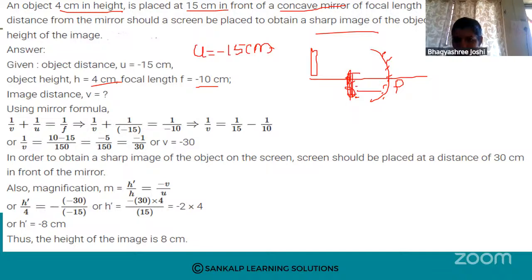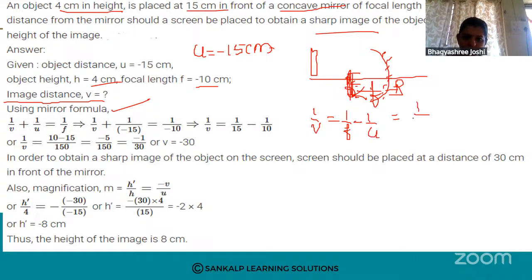And focal length they have given, that is f is equal to minus 10 centimeter. Okay, why? Because image is also on this position. So this is P and this is F. So this is capital F and this is focal length. So focal length means it is on the left hand side. Therefore, it is negative, minus 10 centimeter. Then image distance is V is equal to question mark. By using mirror formula, 1 upon V plus 1 upon U is equal to 1 upon F. So 1 upon V plus, here we know the value of U, but we don't know V. So 1 upon F minus 1 upon U.